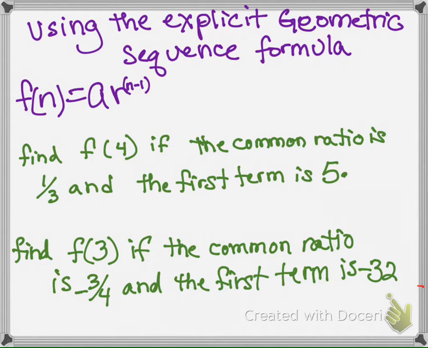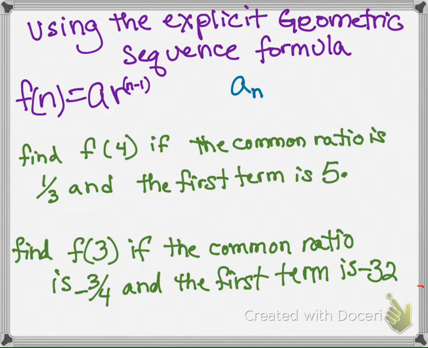Let's use the explicit geometric formula for sequences to find some missing terms. Now there's two versions of the explicit formula. One is in sequence notation, the other is in function notation. The sequence notation has a little a with a subscript n.